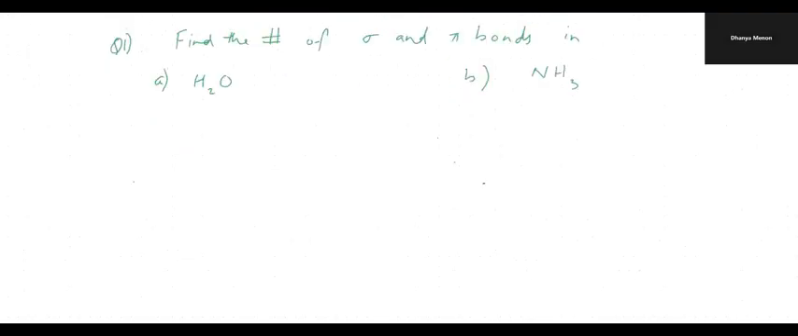Okay, so for water, we know, I'm just drawing the structure. So 2 single bonds means how many sigma bonds are there? 2 sigma bonds. So I have 2 sigma bonds. Ammonia is 3 NH bonds, single bonds. So how many bonds are there? 3 sigma bonds.